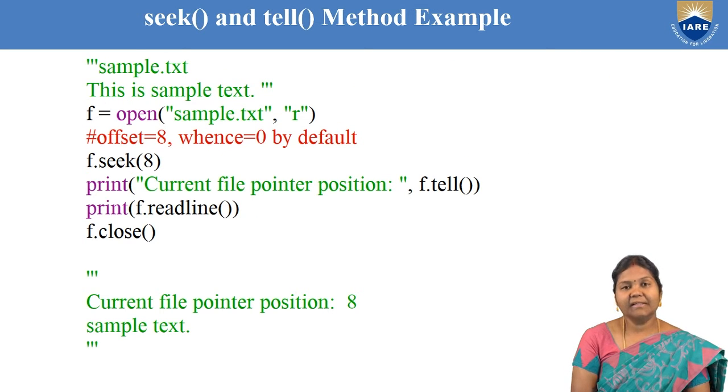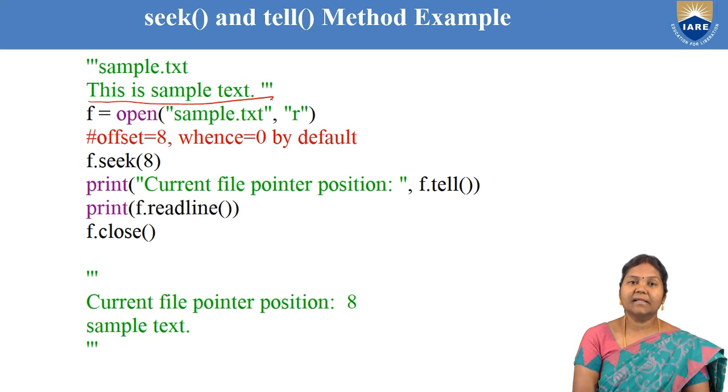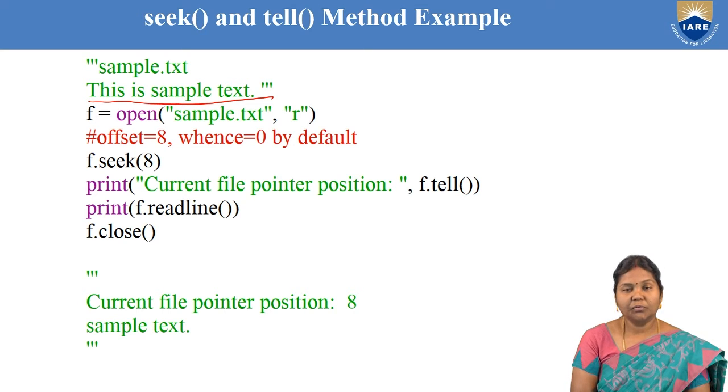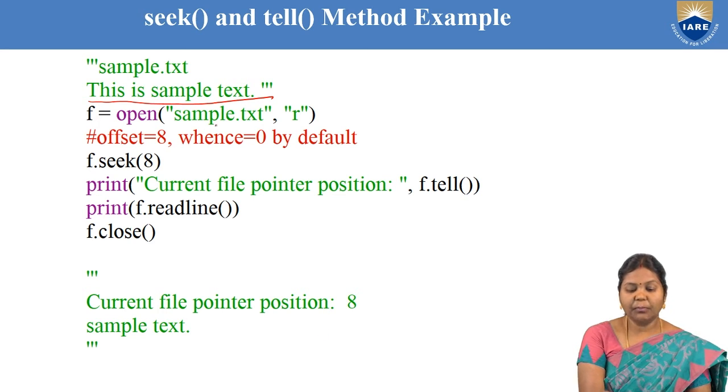For example, there is a file called sample.txt containing these lines of text. This is just sample text. This is the content of sample.txt. Now, let us see how to use seek and tell. Suppose I want to first open the file by writing f is equal to open sample.txt in read mode. So, the file gets opened in read mode.